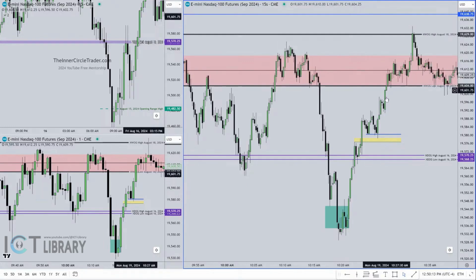Then you have this inefficiency down here. And go over to the left. See that? So this singular candle and this singular candle here are sharing space. The same space. The same range. And it passed through with one single candle on the downside here and on the upside here.